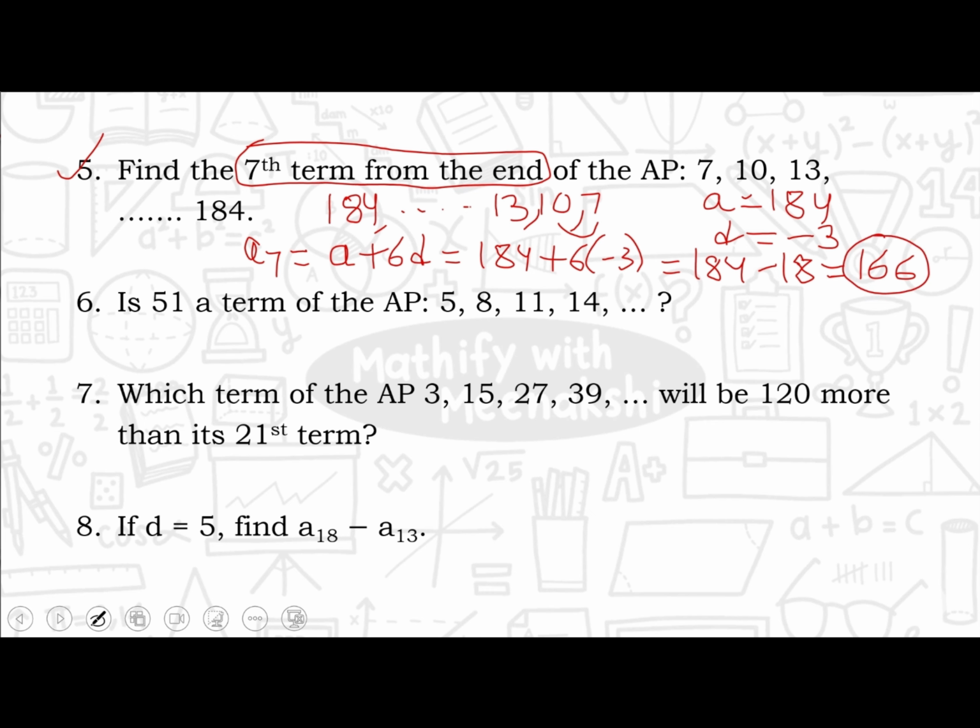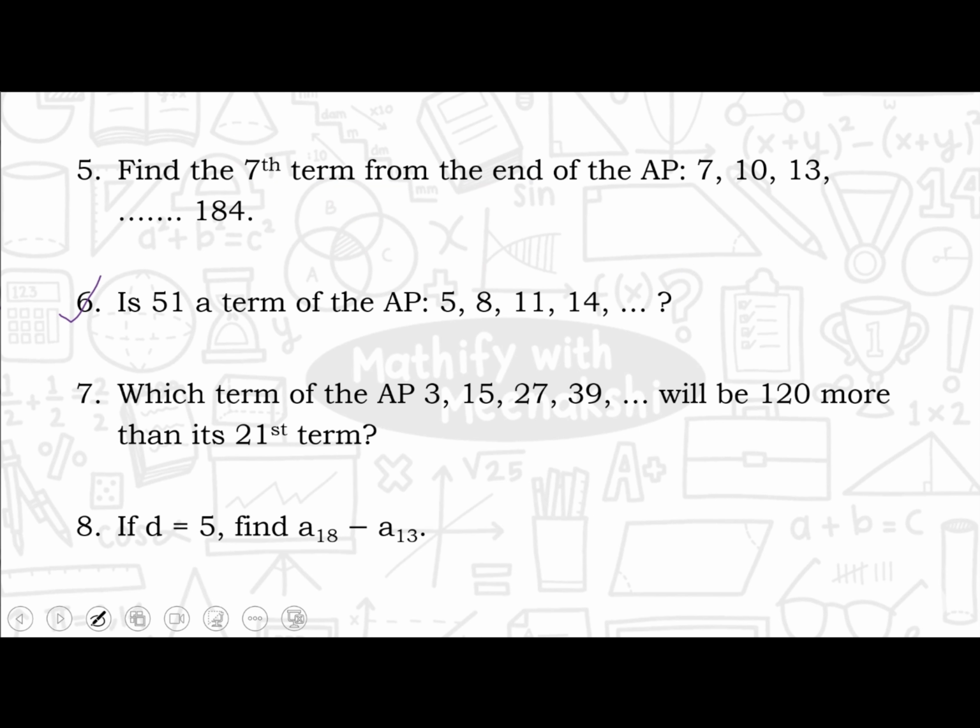Let's move to the sixth question. Sixth question: is 51 a term of the AP? You have to check whether there is any n such that an is 51. So let's use the formula that an is given to you, that an is 51. You have to check that we have any n here, like n should be a whole number. So we'll use the formula 51 is equal to a plus n minus 1 d, that is 5 plus n minus 1 into d. What is your d?